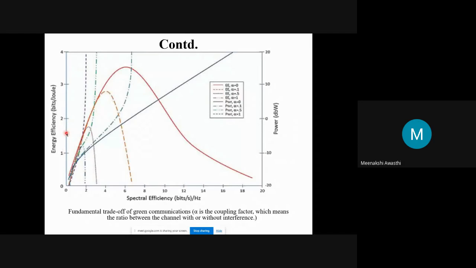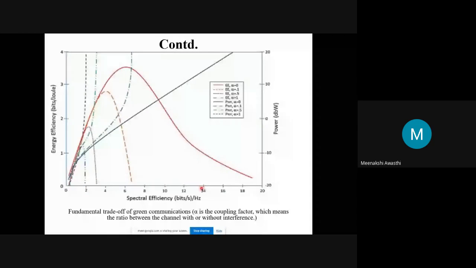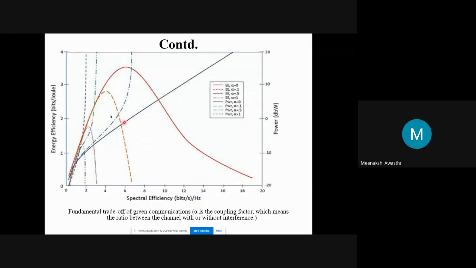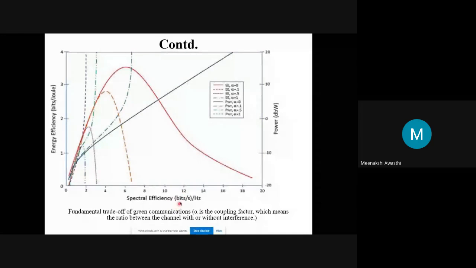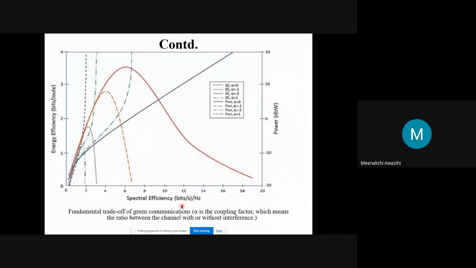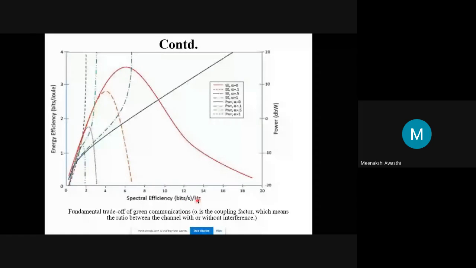We have shown the variation of energy efficiency with respect to spectral efficiency, where spectral efficiency is represented in bits per second per hertz, and energy efficiency is represented as bits per joule. I already told you that spectral efficiency is the transmission rate per unit bandwidth, so its unit is bits per second per hertz, and energy efficiency is the transmitted bits per unit energy.